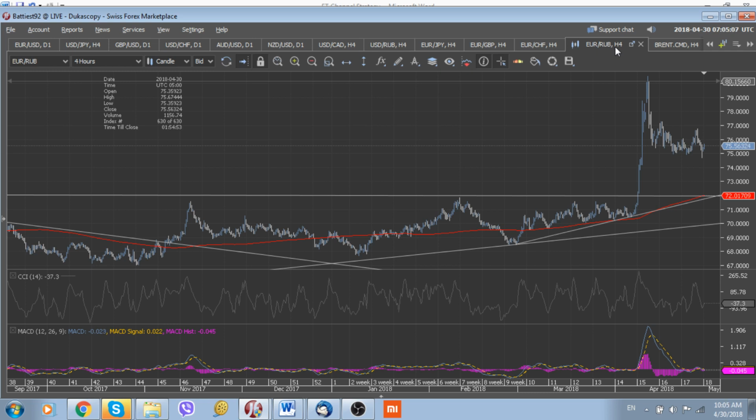Here the situation is still the same. We should remain in the range, let's say between 72 and 80. At the moment, that's all.